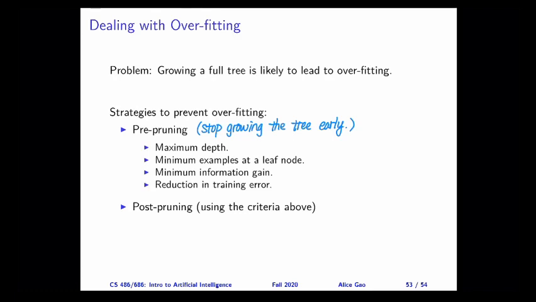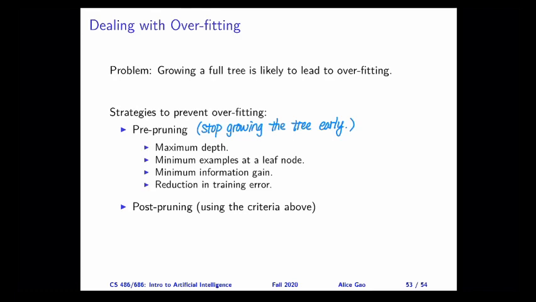The last possible criteria, reduction in training error. We can decide not to split the examples at a node if the reduction in training error is less than a predefined threshold value. For pre-pruning, we will split the examples at a node only when it's useful. We can use pre-pruning with any of the criteria above.